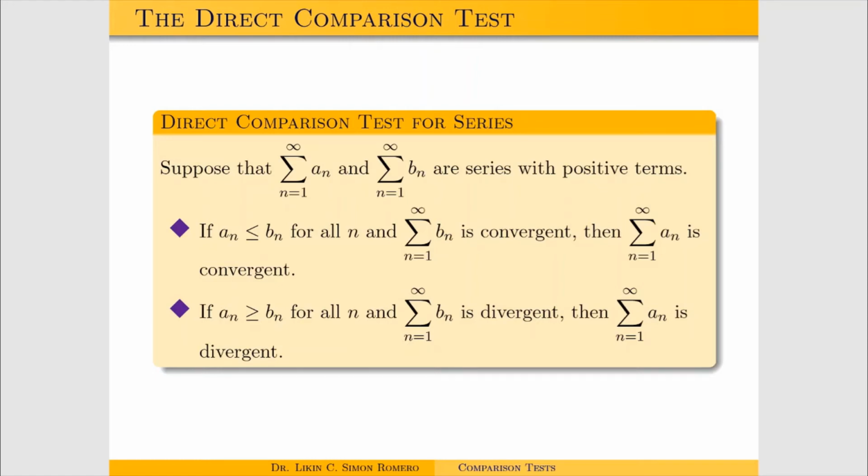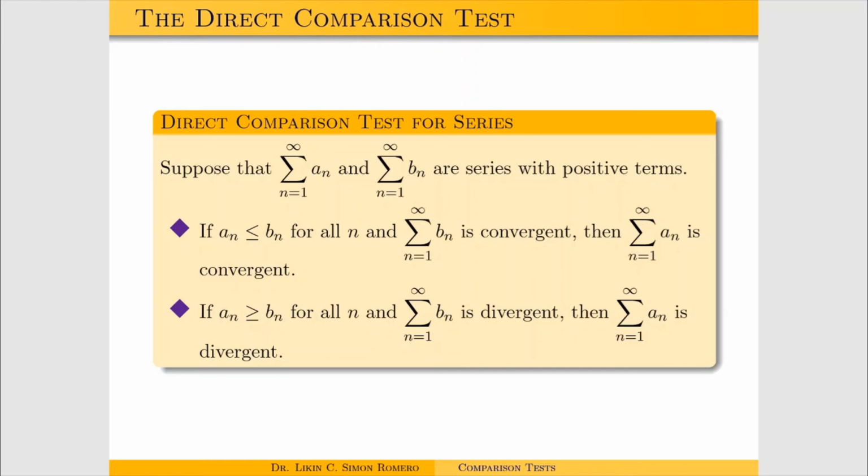The way I like to think about these two statements, the first one says, if we know a series B of n is convergent, so it's finite, and we know A of n is smaller than this thing that's finite, then A of n must also be finite. And the second statement says if we know that B of n is infinite, and we know that A of n is bigger than something that's infinite, then A of n must also be infinite.